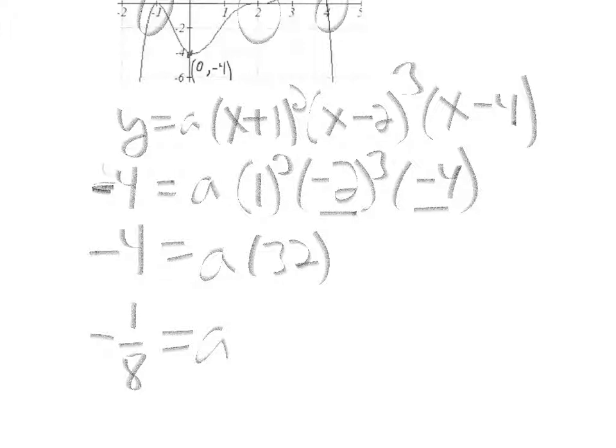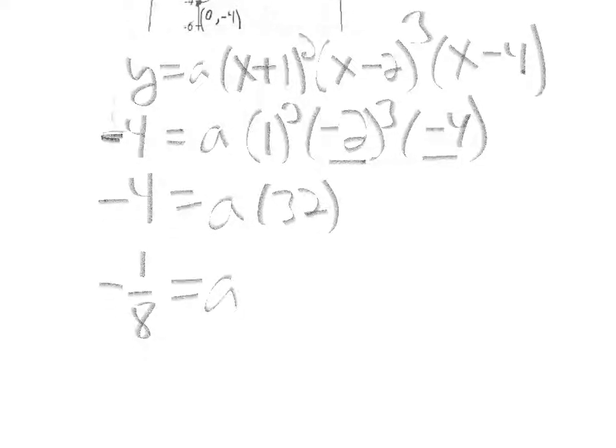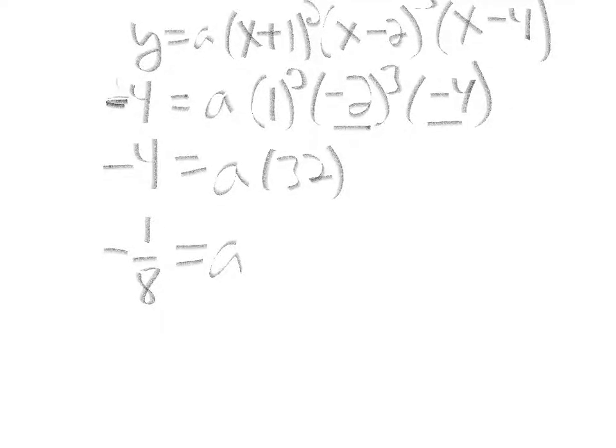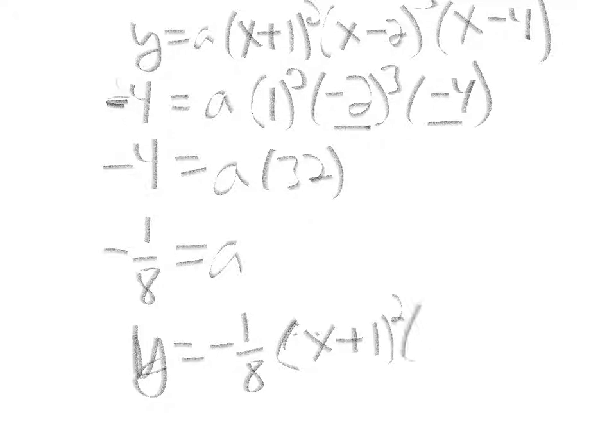So to write the final answer, I'm going to write y, or f of x, equals negative 1 over 8 times x plus 1 squared times x minus 2 cubed times x minus 4.